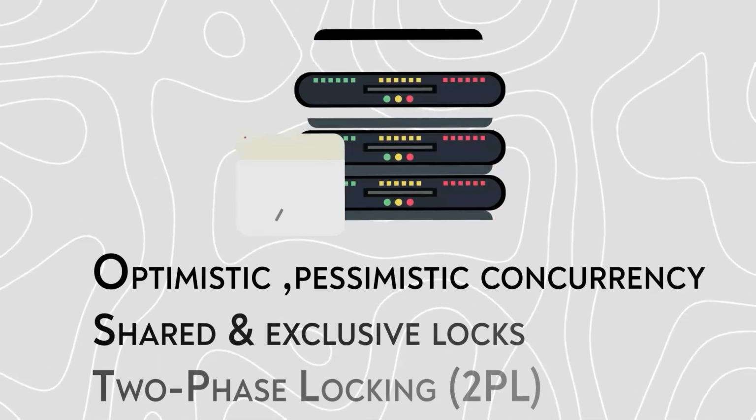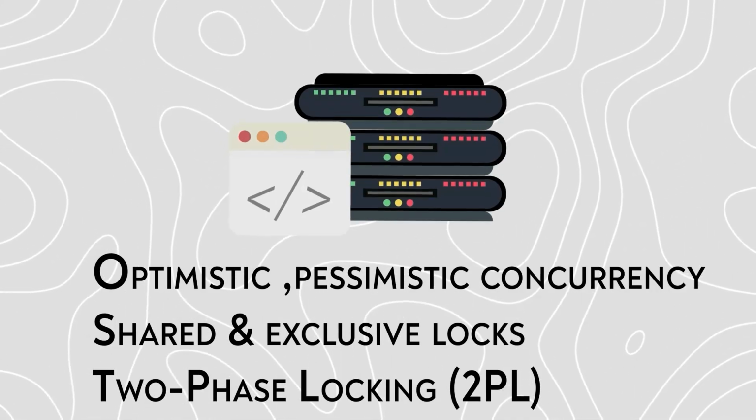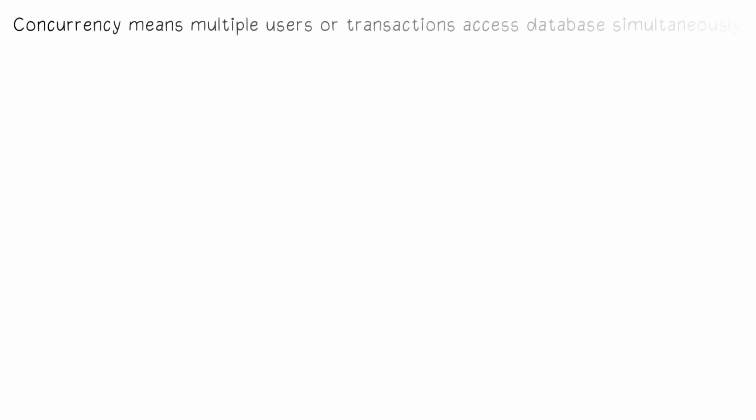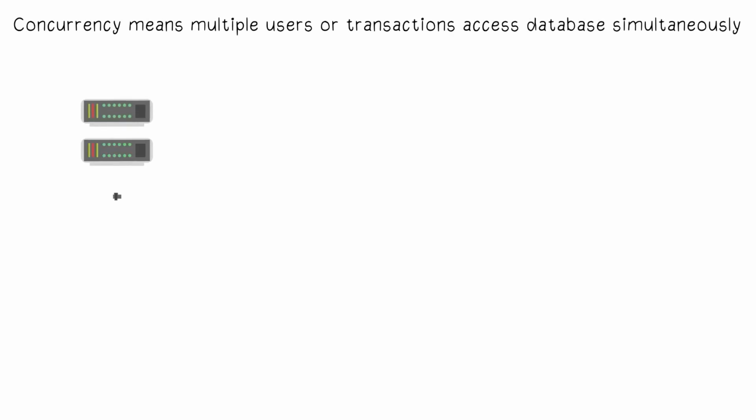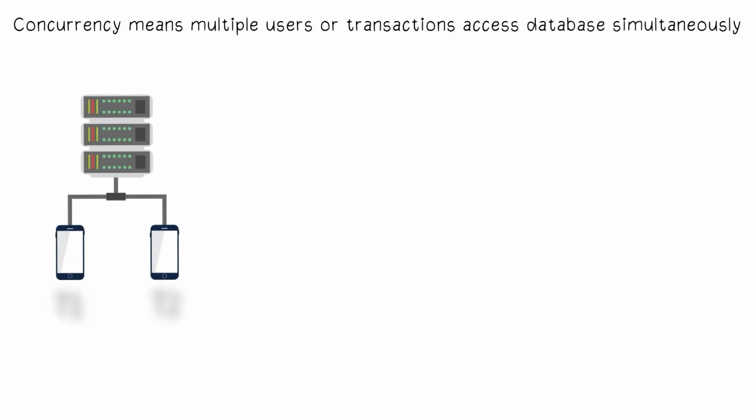This video explains concurrency control and locking concepts in the simplest way possible. So let's go. Concurrency means multiple transactions accessing the database at the same time. The simultaneous access can create problems.